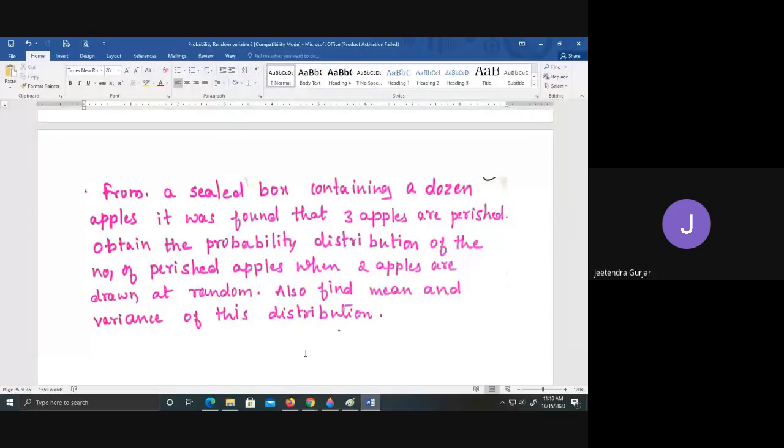So the only thing you have to remember now, students, is what this question tells you. I will just repeat. Already we have calculated till now. I have just repeated the class. So those who are late, please see this now. From a sealed box containing a dozen apples, it was found that three apples are perished. Obtain the probability distribution of the number of perished apples when two apples are drawn at random. If you want, you can take a screenshot. Otherwise, I told you to write it down and solve it. So you are going to find the mean and variance of this distribution, students.